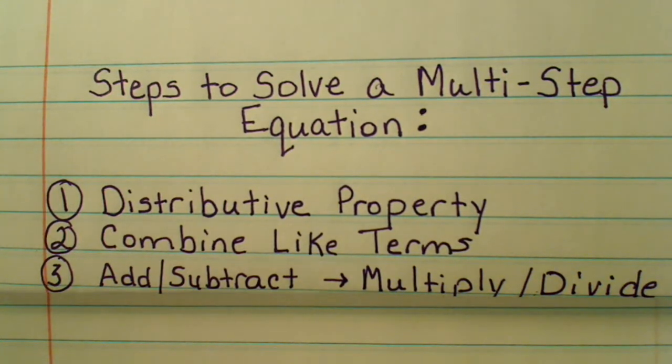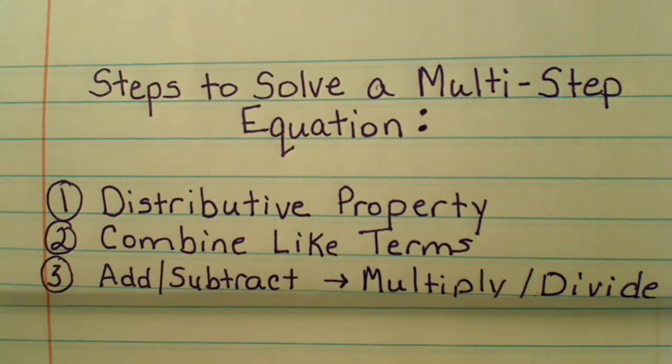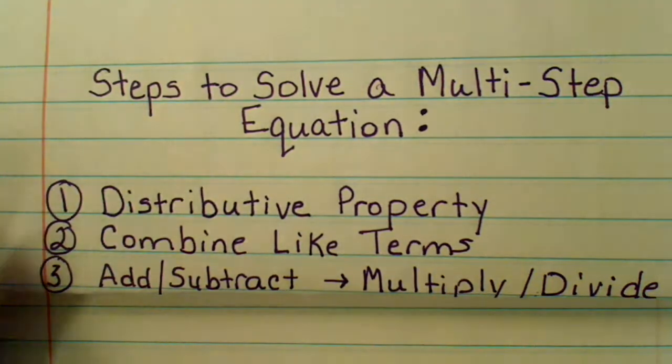Step 2 is combining like terms. So that's when you can add or subtract the same variable. And then step 3 is really just what we did before. So it's inverse of adding and subtraction, and then the inverse of multiplication or division. So that's what we're going to be working on today.